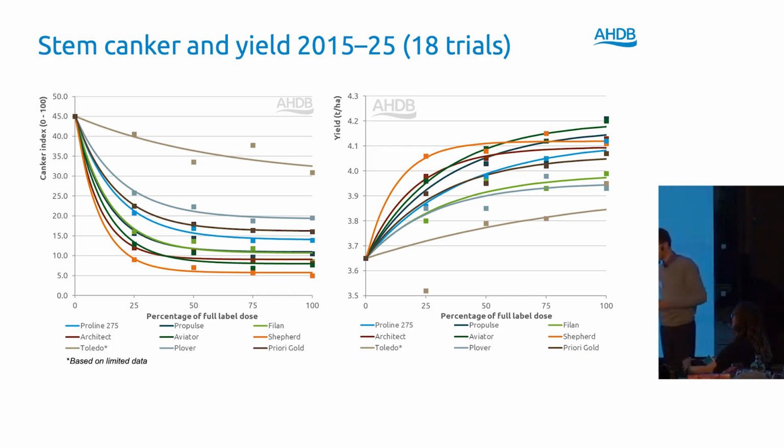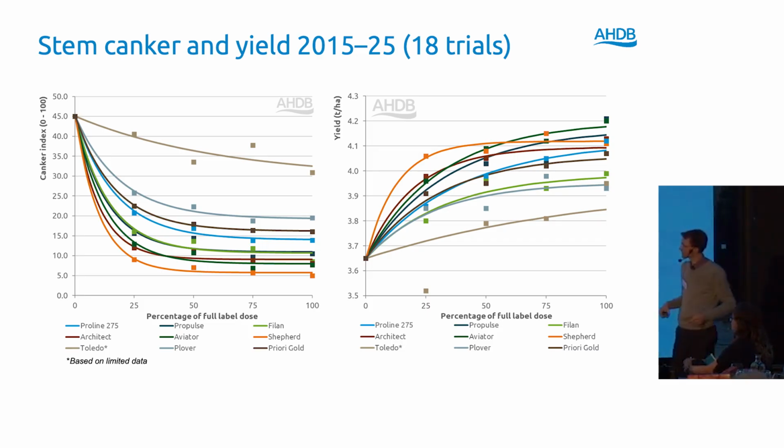Just to quickly note, before I go through the products, the product inclusion in this trial series. The Toledo, the straight tebuconazole, is based on limited data because it was only included in one year of that trial set. The Proline 275, the prothioconazole, has been in every trial since 2015 as a standard, and all other products have been included for at least three years. So we go from that top line, the Toledo, again based on limited data, the straight tebuconazole. It's given some reduction in phoma stem canker, but it has been at a lower level of efficacy compared to the other azole-based products tested within the trial series.